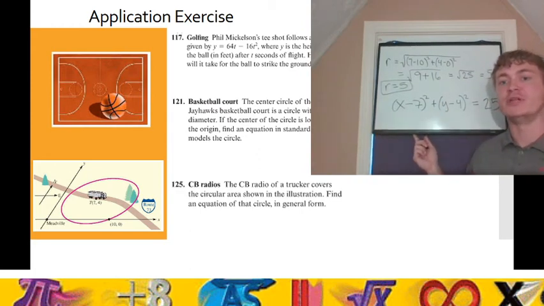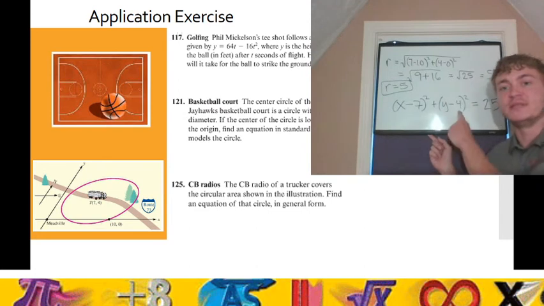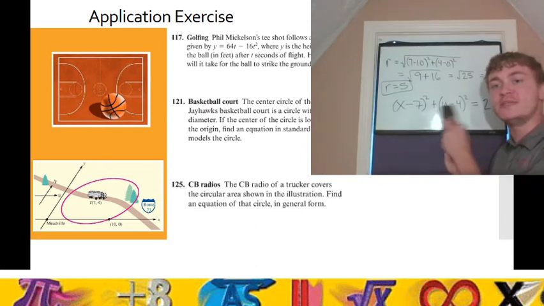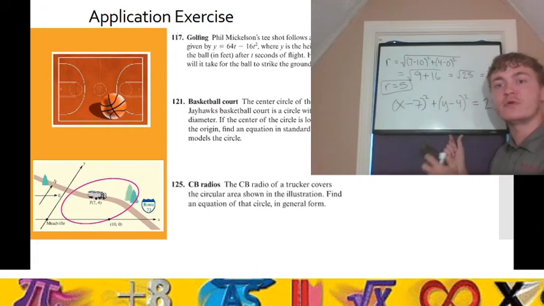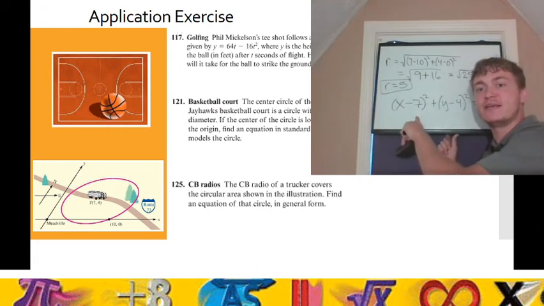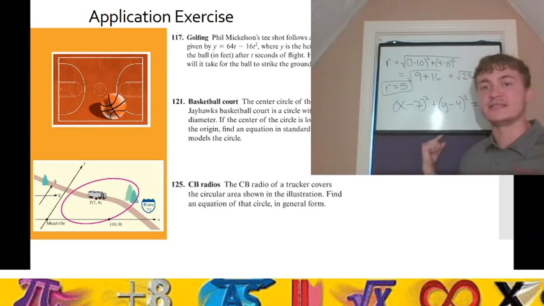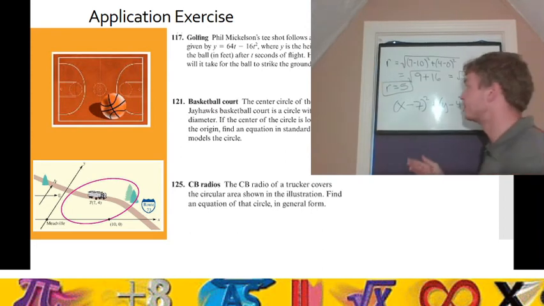It wants us to put it in general form, which just means get rid of these pesky parentheses. It's nice to have the standard form because what do we see here? In the standard form, we see that our center is 7, 4, and taking the square root of 25, we see that our radius is 5. So it's beautiful to have this.